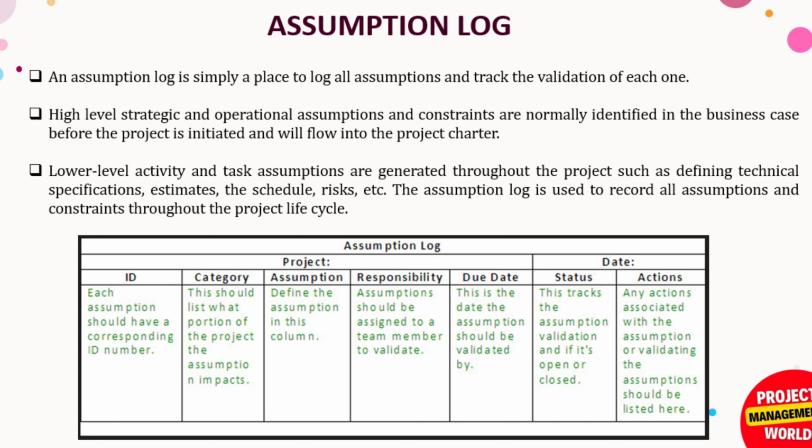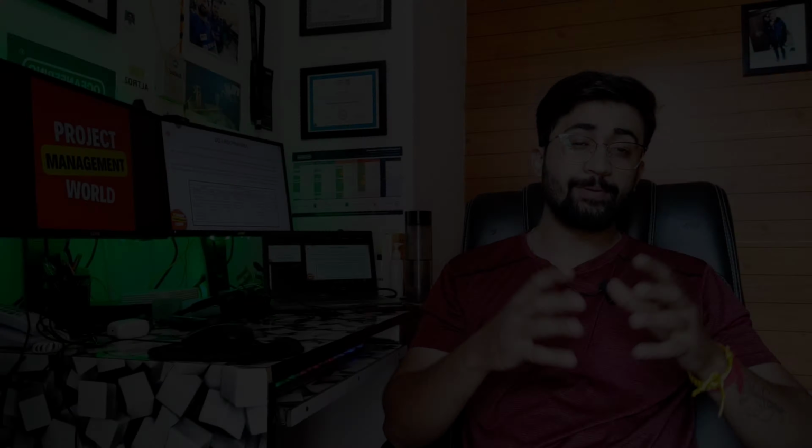In the fourth column we have the responsibility, so we need to assign a team member to validate that assumption. Next we have the due date, so we must enter a due date, by when we can validate this. Then we have status, which may show whether it is open or closed, and if it is open then where we are as of now. And our last column is the actions. If we need to take any action, we can mention that in this column. So this is how the assumption log template looks.